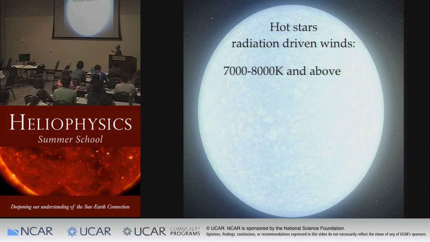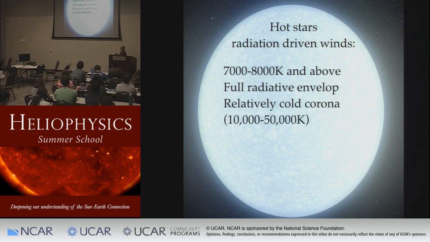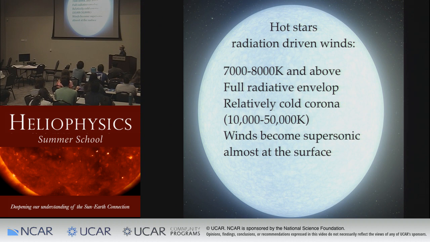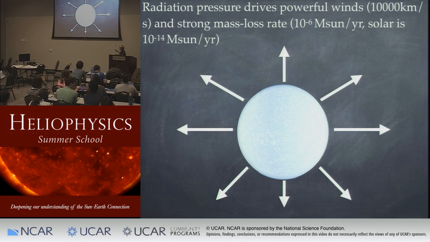Okay, so we have these temperatures on the surface, and we have a fully radiative envelope. And the winds in these stars are not driven in the same way that our own solar wind is driven. They're pretty much driven by the radiation force, and the winds become supersonic almost at the surface. So there's no acceleration region like in our own corona. There's very strong radiation pressure that accelerates the wind.